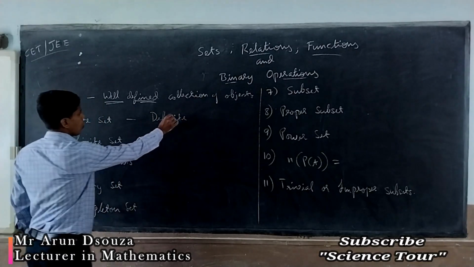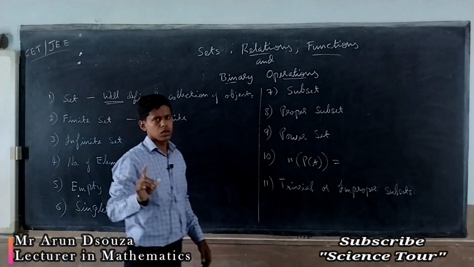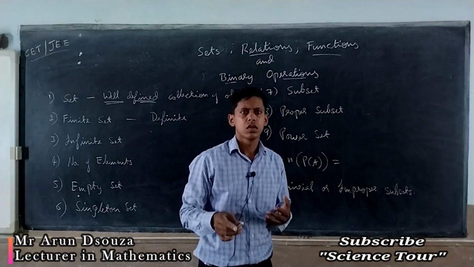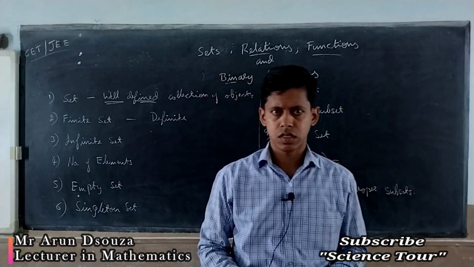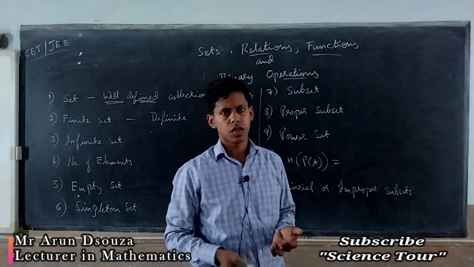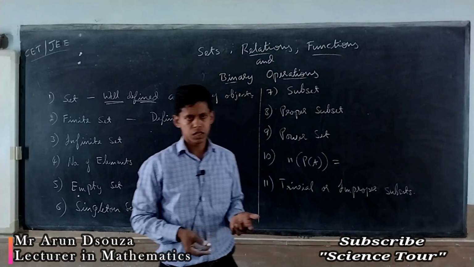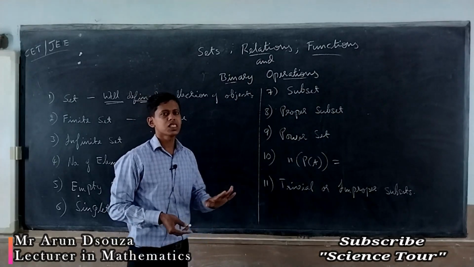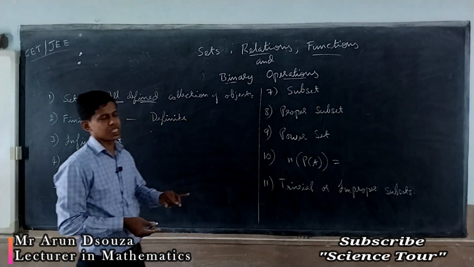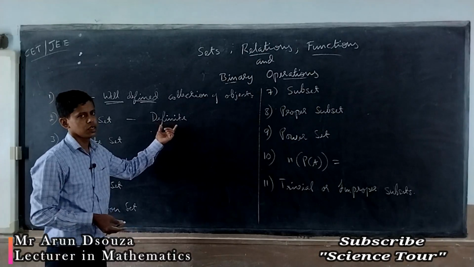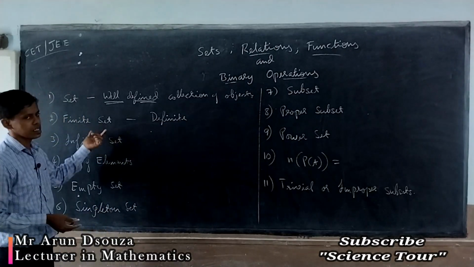You write all the students in the class. Which class, that must be definite. Second PUC science class, both A and B sections. Then you have a definite list, and that can be counted, so it is a finite set.